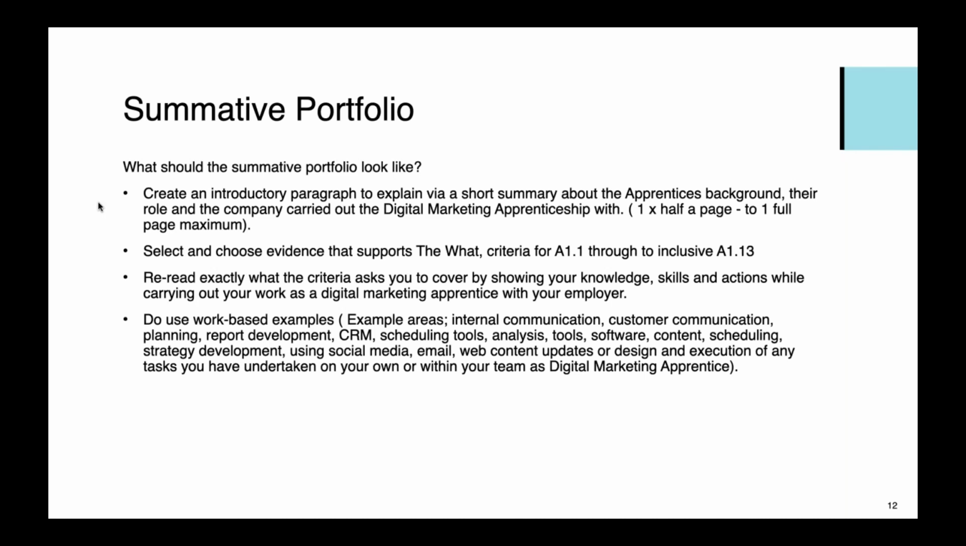Work-based examples are king here. So areas that are good: validating internal communication, customer communication, planning, report development, CRM tools if they're used, scheduling tools, analysis, software, content, strategy development, social media, email, web content updates or design, how they've executed tasks, or anything that they've done which relates to the criteria and backs up their knowledge and their application as a digital marketing apprentice.